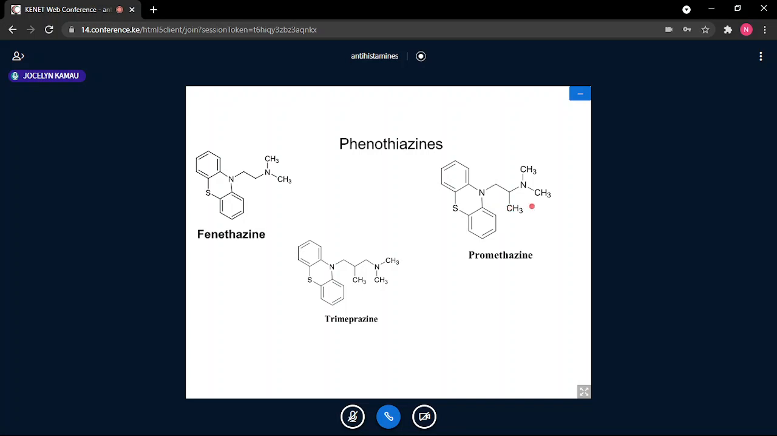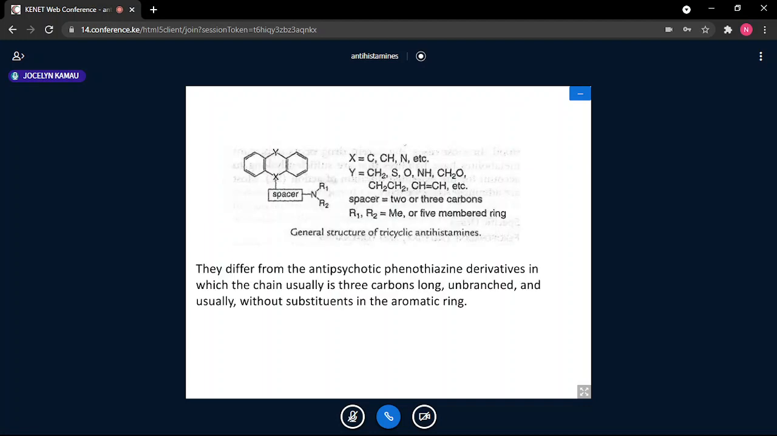position, increase activity. Then you can also have trimeprazine. Remember, we did mention the two nitrogens can either be separated by 2 carbon atoms or 3 carbon atoms with retention of activity, as long as you maintain the branching at the beta carbon. So you can have trimeprazine, you can have promethazine, which are examples of the phenothiazines which have been found to have antihistamine activity.